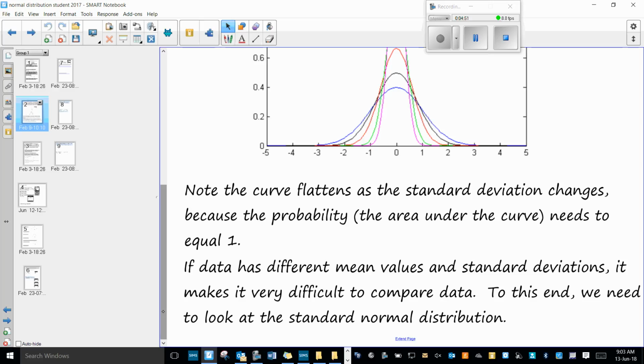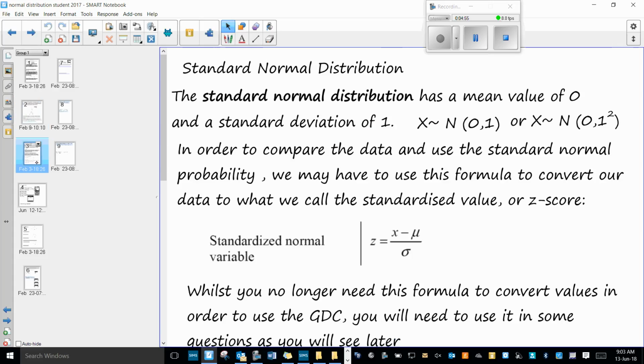Now, what am I on about? Standard normal distribution. Well, the standard normal distribution changes all data so that we pretend, if you like, that the mean of that data is 0 and the standard deviation of that data is 1. Okay? Is all this information on there?